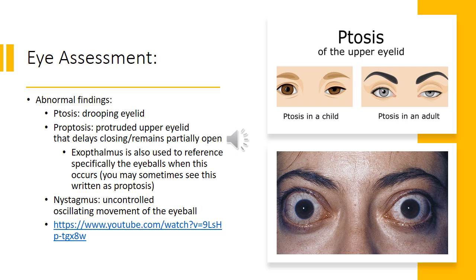Whenever you're doing your eye assessment, you're focusing on the abnormals. So you're looking for something that you don't expect to find when you're doing your typical assessment. Some of the abnormal findings you may see are a drooping eyelid, which is ptosis. A protruding eyelid that delays closing is proptosis. And exophthalmos is the protruding eyeballs that you may see sometimes with myasthenia gravis. Nystagmus is an uncontrolled oscillating movement of the eyeball.